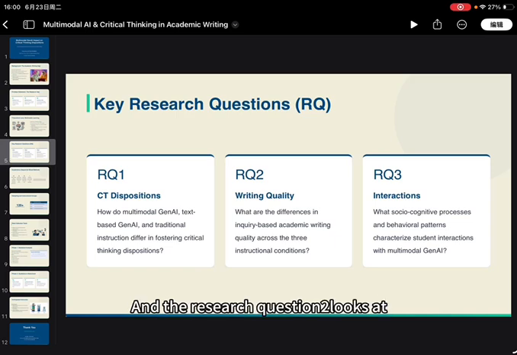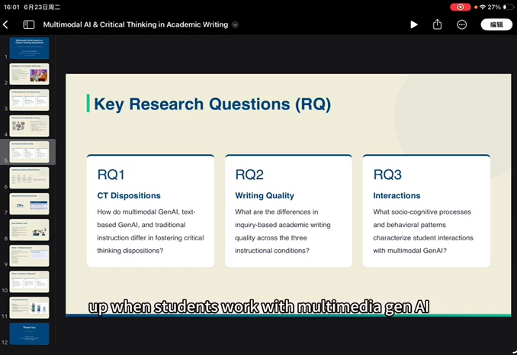And research question 2 looks at a practical outcome. What are the differences in the quality of inquiry-based academic writing across these three groups? Last, research question 3 goes deeper into student behavior. What cognitive process and interaction patterns show up when students work with multimodal Gen AI?